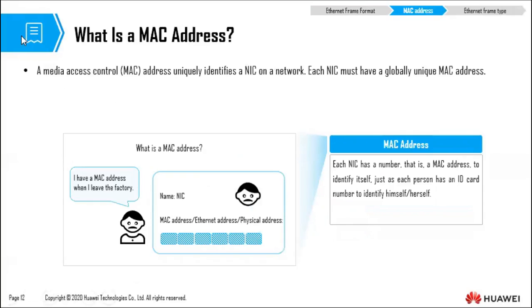So what is a MAC address? MAC address is media access control. It is the address that uniquely identifies a NIC on a network. So each network interface card must have a globally unique MAC address. It has to be globally unique, and it must comply with the IEEE 802 standard. So let's have a look at this.